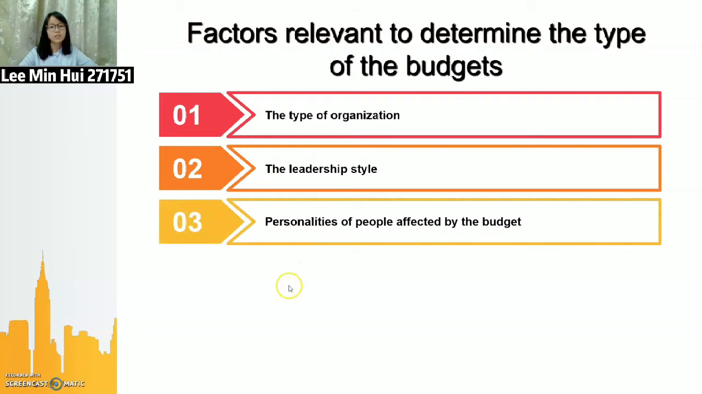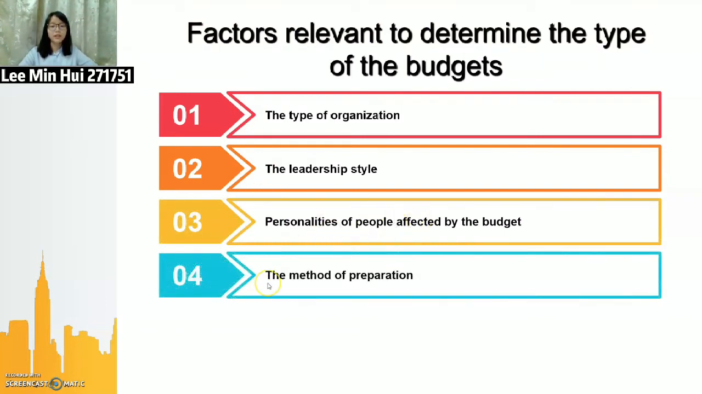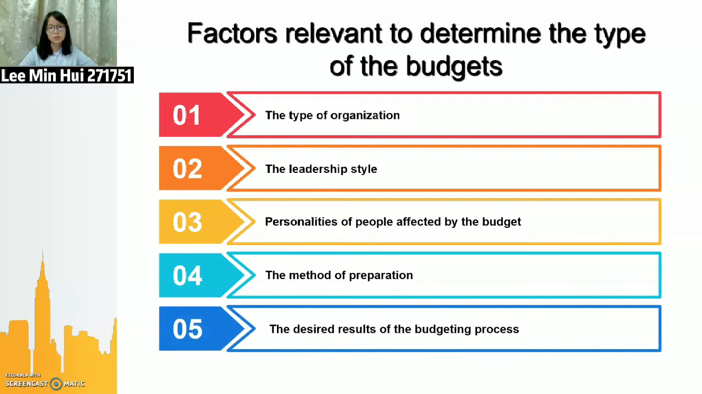The next one is the personalities of people affected by the budget. The fourth one is the method of preparation. There are 4 types of methods of preparation, such as incremental method, activity-based method, value proportional method, and also zero-based method. The fifth one is the desired results of the budgeting process.